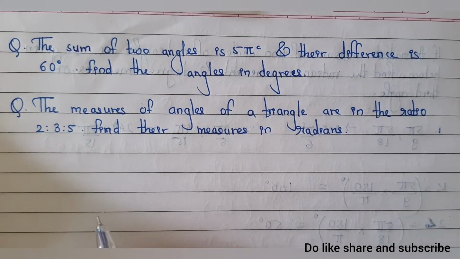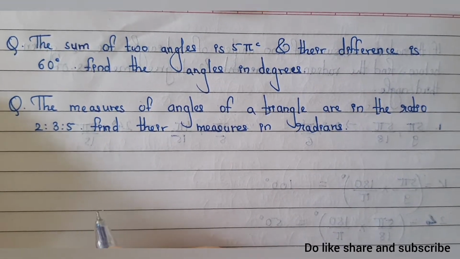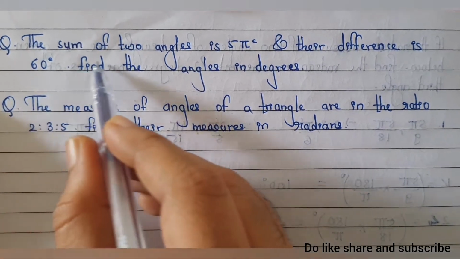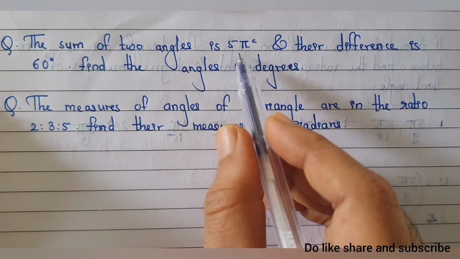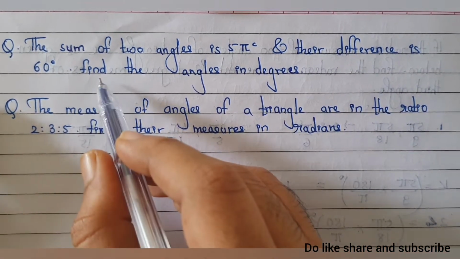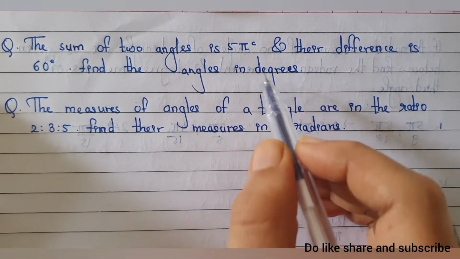I'm here with another question series related to angle and its measurements. Now we have a first sum. The sum of two angles is 5 pi radian and the difference is 60 degrees. Find the angle in degrees.